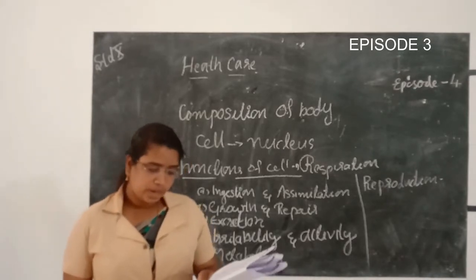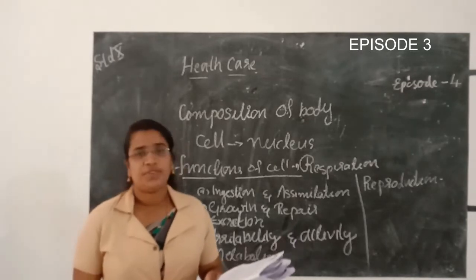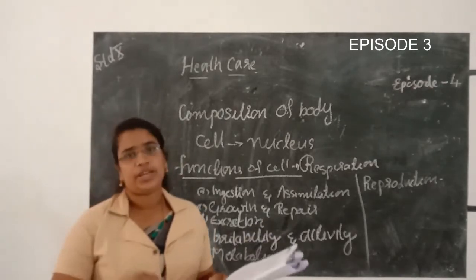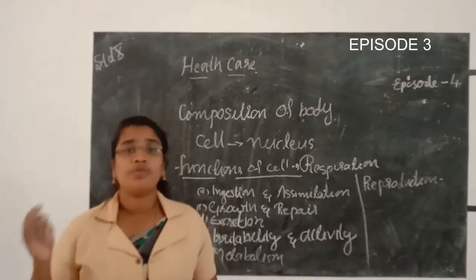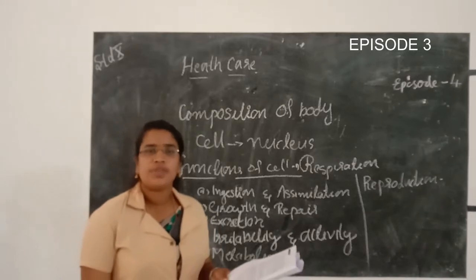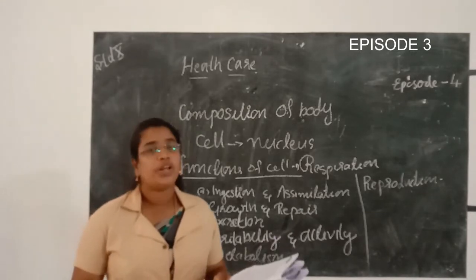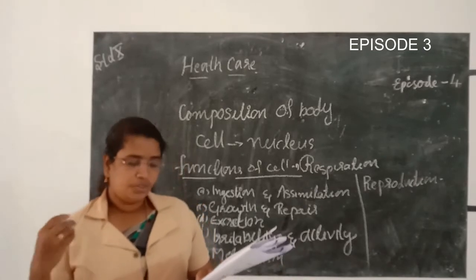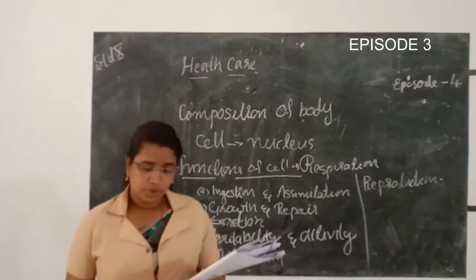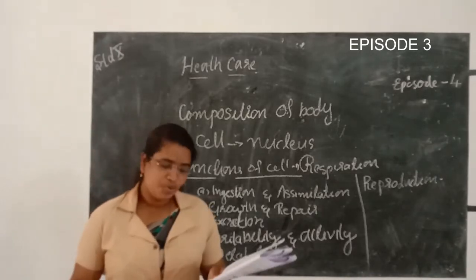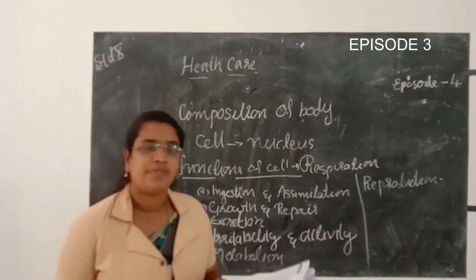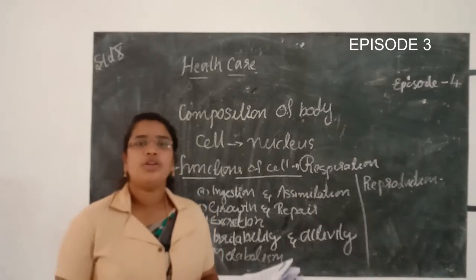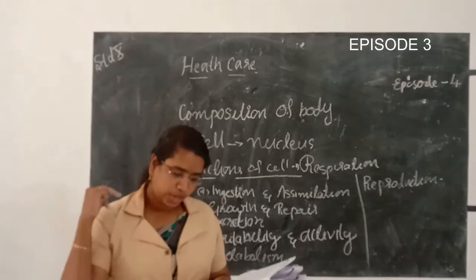Okay, then comes irritability and activity. Cells are able to respond to stimuli, any kind of stimulus. For example, a stimulus causes a muscle to contract or relax.